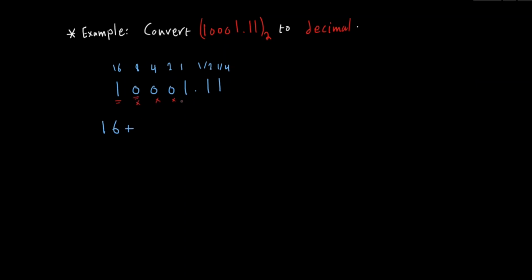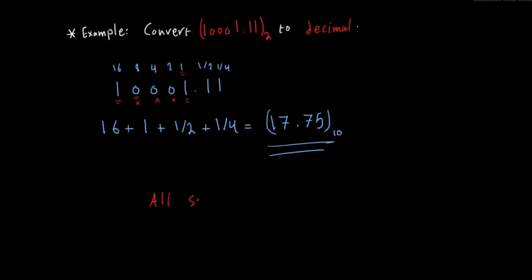And the next one is 1, so we get the positional value. So we got 16 plus 1. And the same applies for the rest because they are ones. So we've got 1 plus 1 over 2 plus 1 over 4. Sum that up and we will get 17.75 in decimal, the same result. And this applies to all systems, by the way, whenever there is a 1 or a 0, but it's quite beneficial here because the binary system consists of zeros and ones.